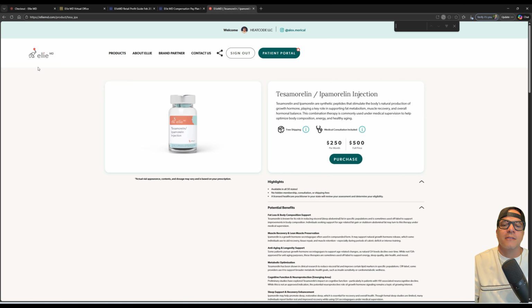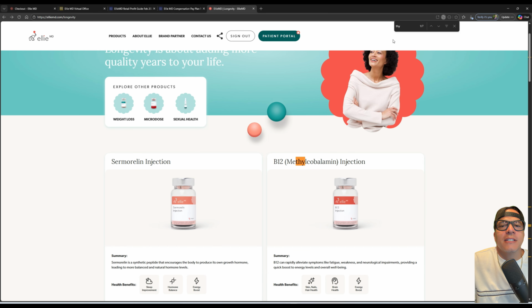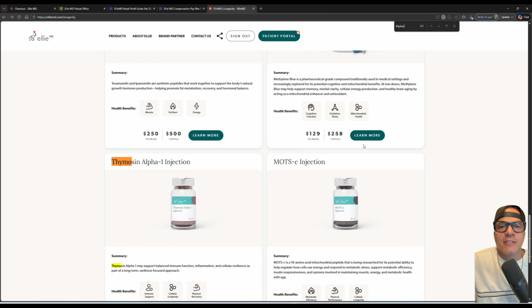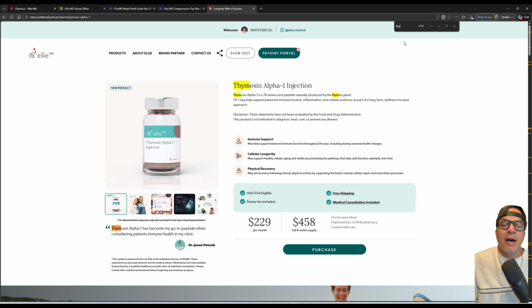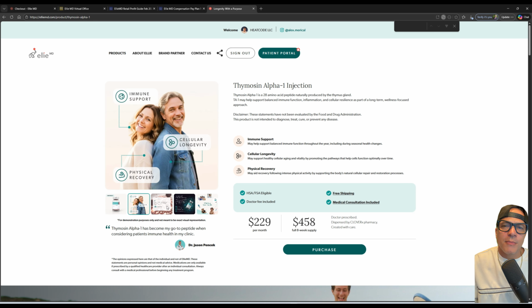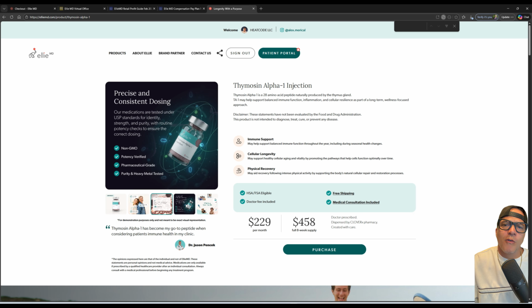Moving on to thymosin alpha-1 or TA1 for short. This is included as immune and resilient support, great for immune balance, inflammatory balance, cellular longevity, physical recovery, and the body's ability to adapt to stressors. This is about helping support the immune system and general resilience, especially for the person focused on overall wellness and the recovery capacity.